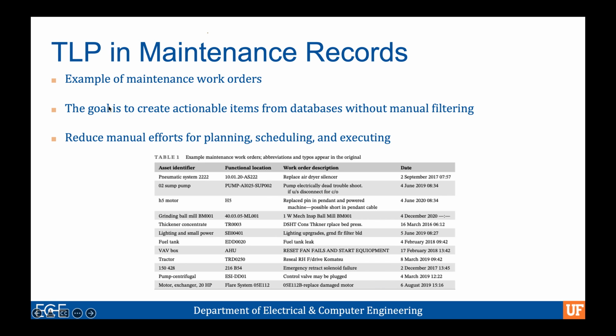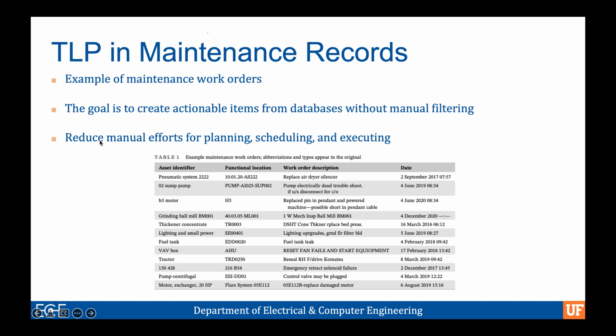So maintenance records are maintenance work orders: replace air dryer silencer, pump electrically dead. I don't even know what U/S means, but someone who does this for a living probably does know what that means and needs the model to understand that that's an action. And again, lots of technical writing in here.